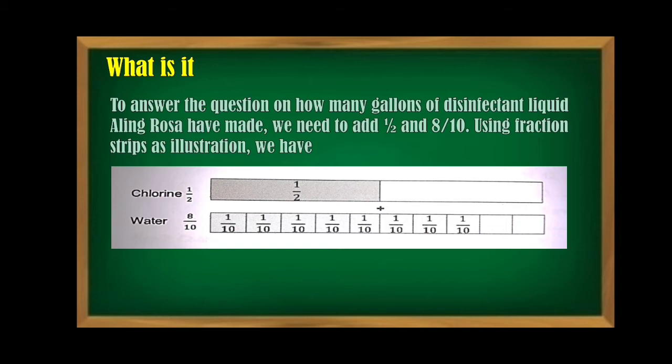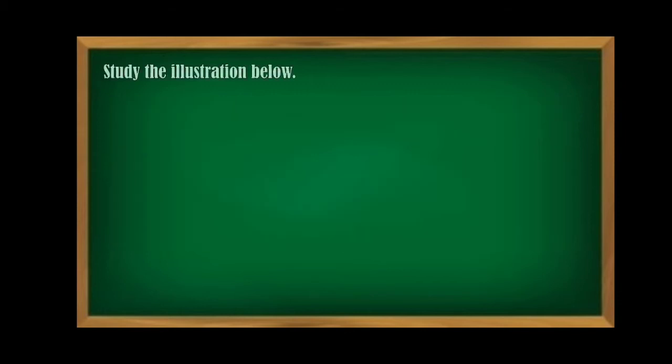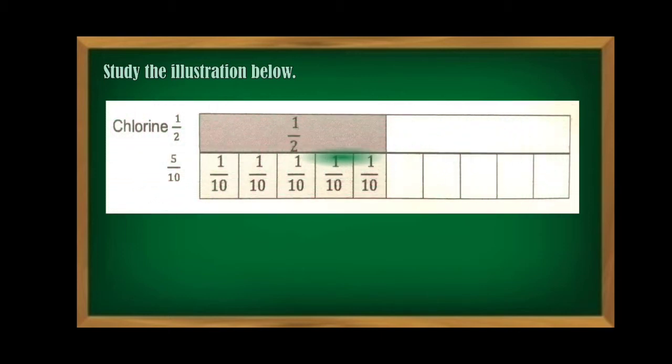Of course not, because we are going to get their least common denominator. So you have to study this illustration below. 1/2 chlorine is equal to 5/10, wherein there are 5 blocks in 1/2 chlorine using this strip. So our equivalent is 5/10.